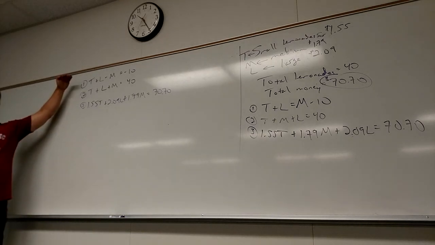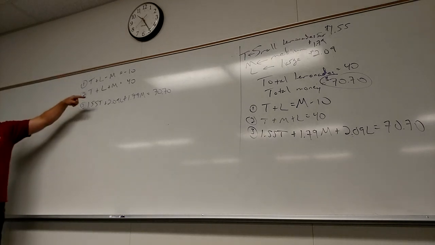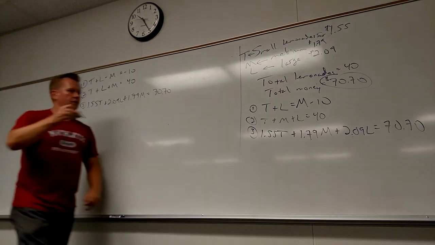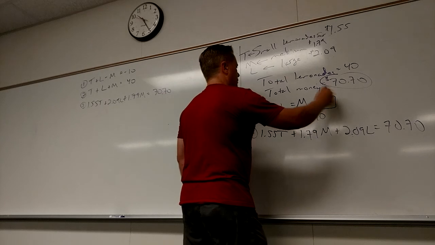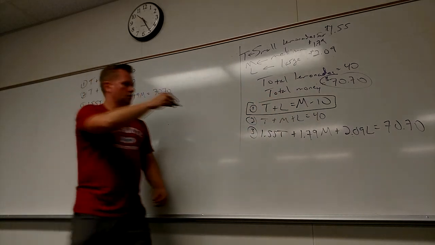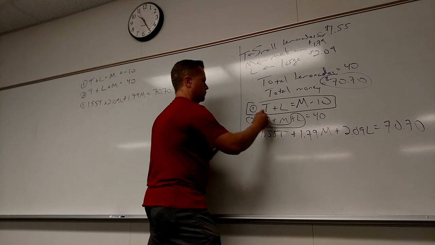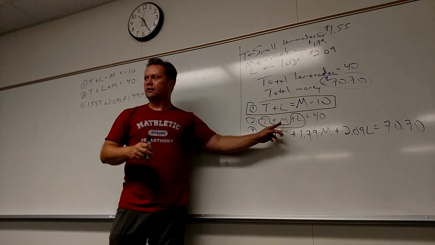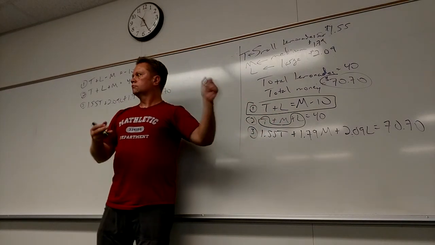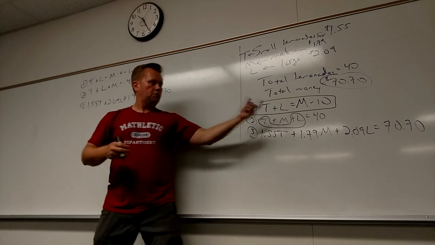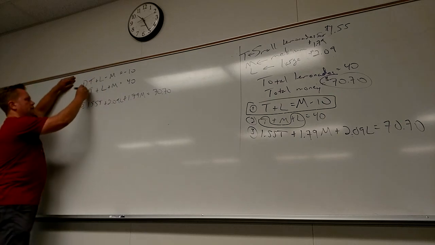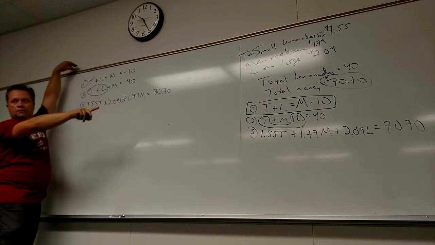So do you see how, like the very first problem we did, we can do it the same way? We can pick a letter, kill it twice, do the whole process the same exact way. Or we can realize something right here. Does this tell me that T plus L is M minus 10? Don't I have a T plus L right here? Couldn't I replace T plus L with M minus 10 and then solve for M? Yes. T plus L is M minus 10, so anywhere I see a T plus L, I can replace it with M minus 10.